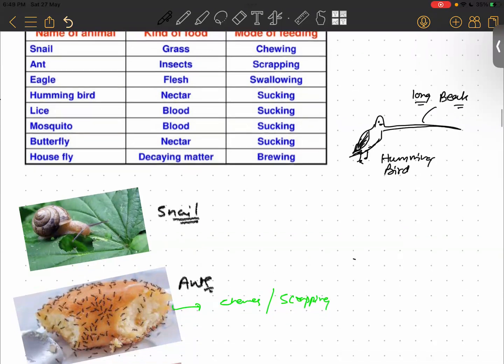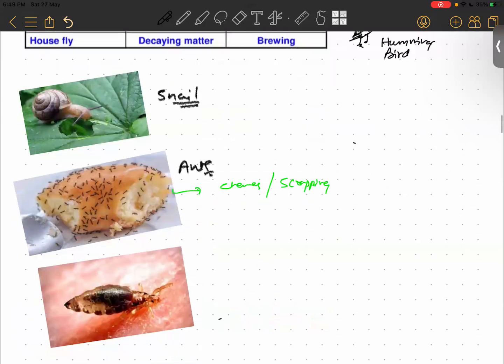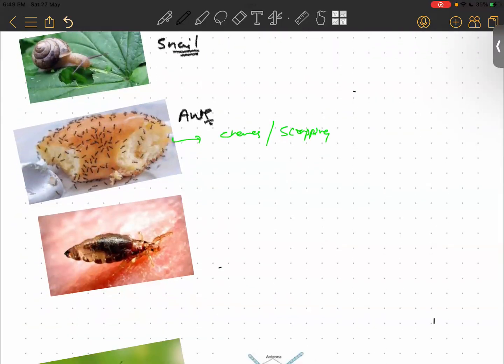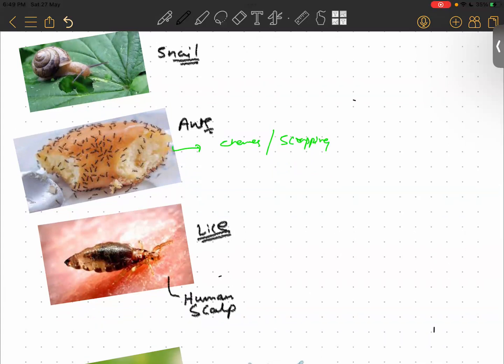Okay, and what about the lice? See the third figure here, that is a diagram of a lice. It also sucks blood. It sucks the blood of the human scalp, right? You know what a human scalp is? So this lice feeds on blood from the human scalp. It also does the work of sucking. Via sucking, this lice sucks up the blood from the skin of the scalp.